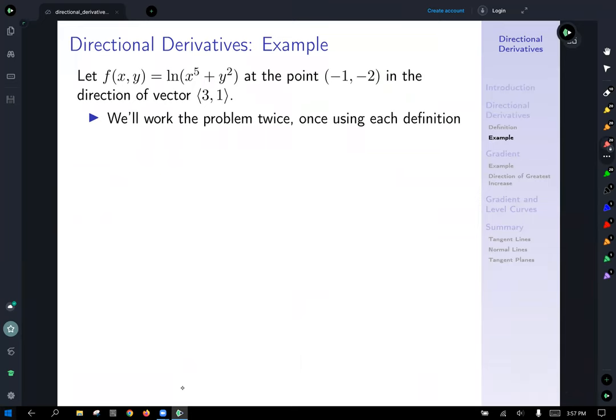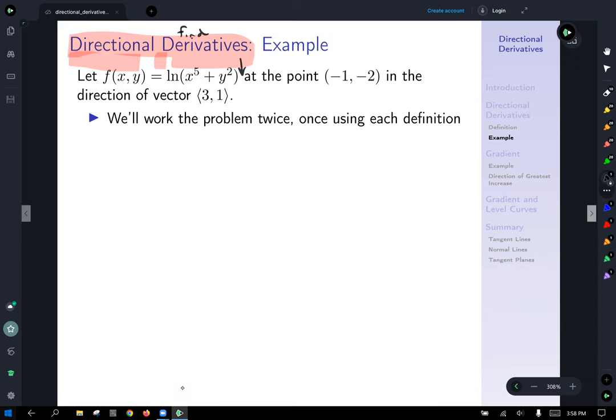Let f be ln of x to the fifth plus y to the second, and at the input point (negative 1, 2), let's find the derivative in the direction of the vector (3, 1). Let's just put this in as the directional derivative: let f be this, and then find the directional derivative at the point. There we go, I fixed it.